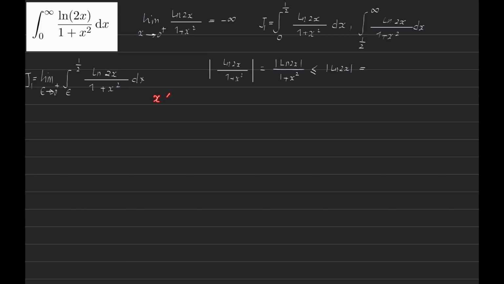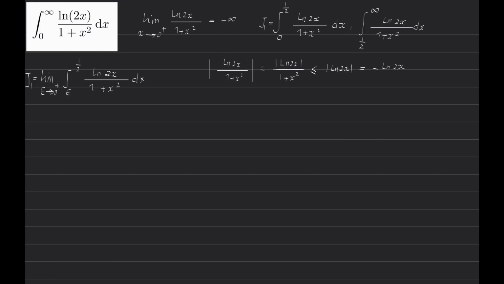This means that x is less than 1/2, so 2x is less than 1, so ln of 2x is indeed negative. So this can be written as minus ln of 2x by removing this absolute value sign. Okay, so I was able to show that this function is less than or equal to this function.